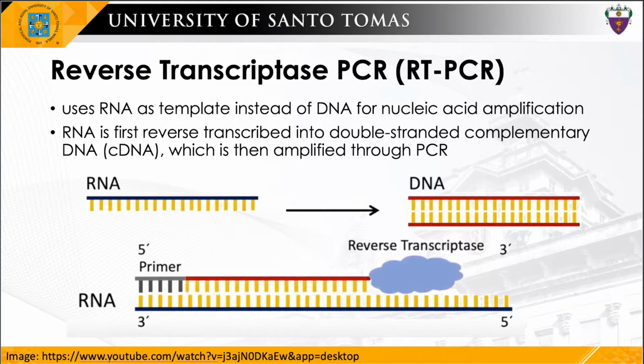Again, in RT-PCR, we use RNA as template instead of DNA for the nucleic acid amplification. RNA is first transcribed into double-stranded DNA, which is then amplified through the PCR. So the RNA, through the action of reverse transcriptase, becomes eventually a DNA, and it needs a primer and a reverse transcriptase for this to happen.